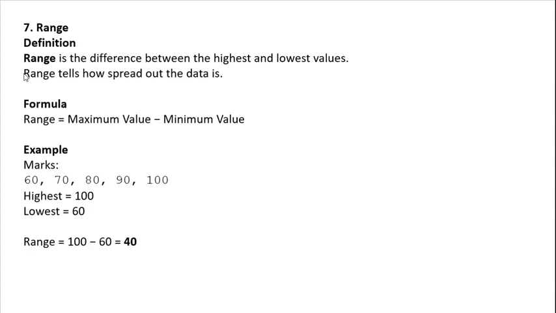Seventh is range. Range is the difference between the highest and the lowest values, and it tells how spread out the data is. The formula is range equals the maximum value minus the minimum value. For example, if the marks given have a highest of 100 and a lowest of 60, the range equals 100 minus 60, which equals 40. So 40 is the range between the lowest and the highest values.